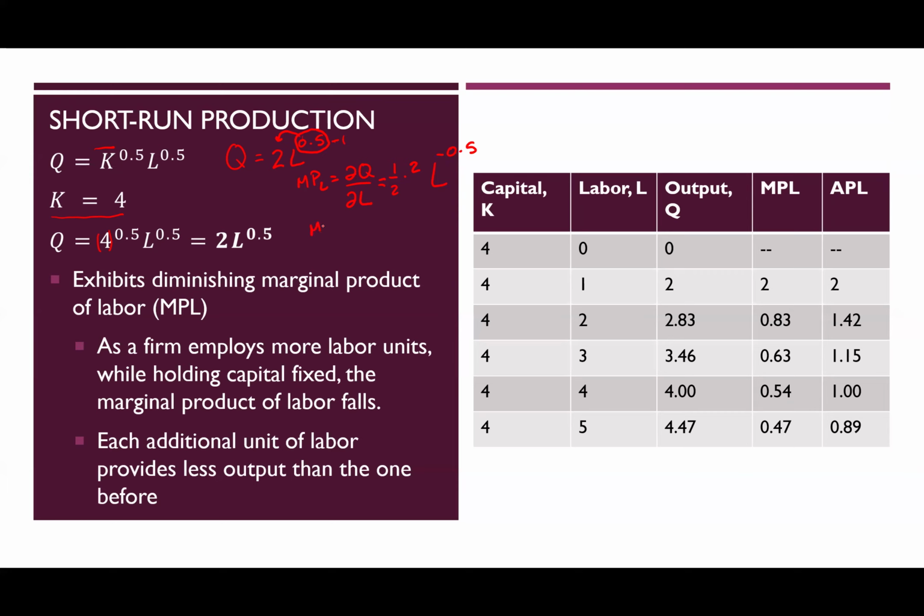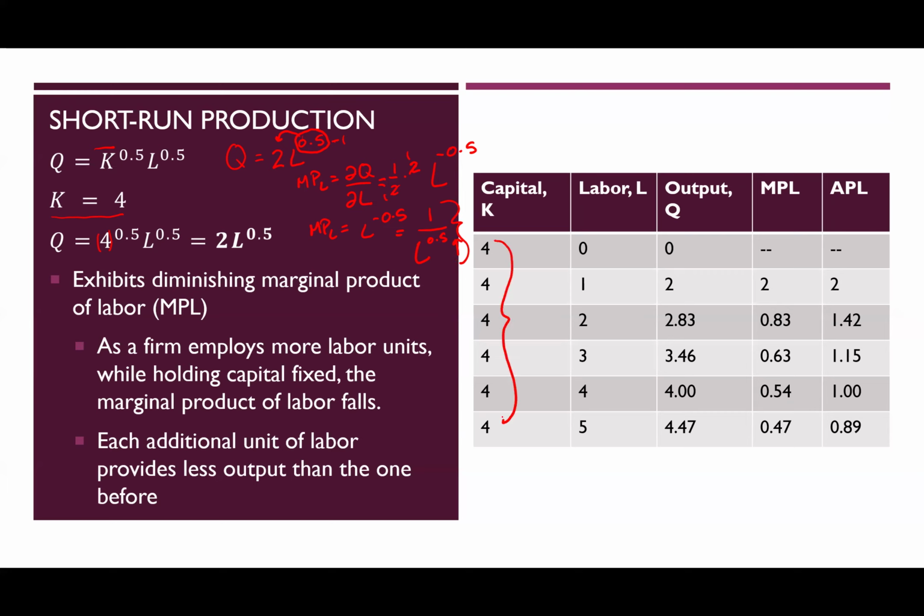Simplifying, we're going to get that marginal product of labor is equal to 1 times labor to the negative 1/2, which we can rewrite as 1 over L to the 1/2 power. So you can see very clearly as labor grows, as the amount used grows, marginal product overall is going to fall. So if we turn to our table here, we can see that, right?